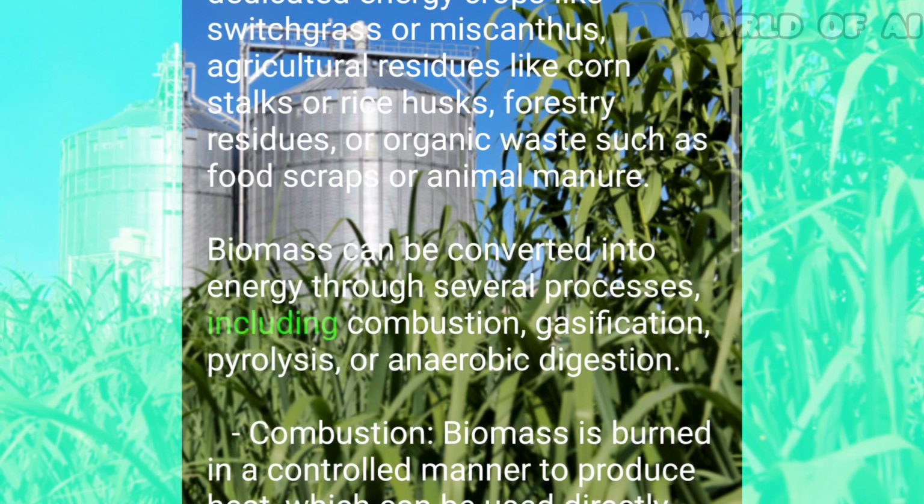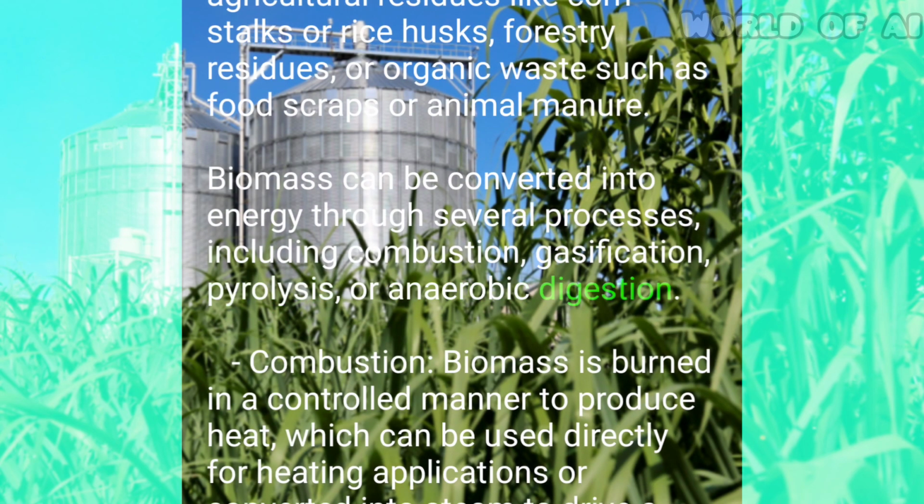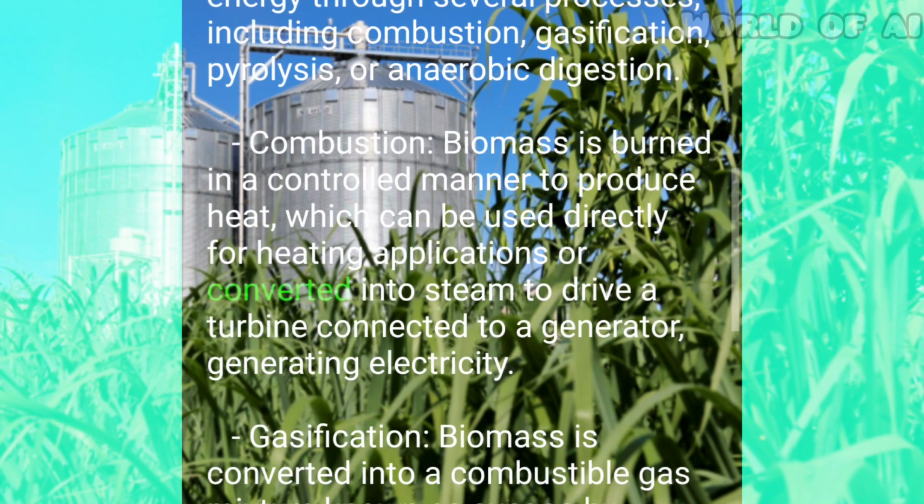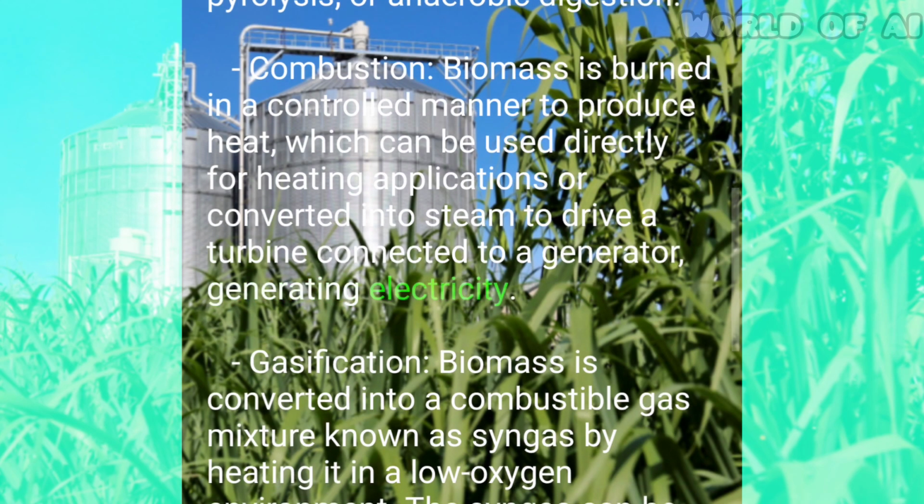Biomass can be converted into energy through several processes, including combustion, gasification, pyrolysis, or anaerobic digestion. Combustion: biomass is burned in a controlled manner to produce heat, which can be used directly for heating applications or converted into steam to drive a turbine connected to a generator, generating electricity.